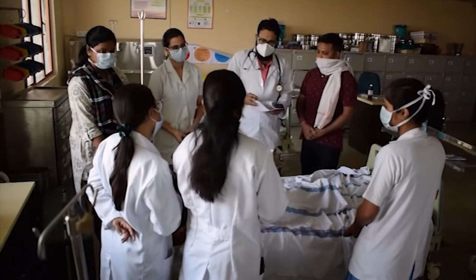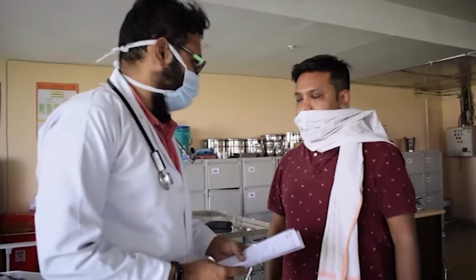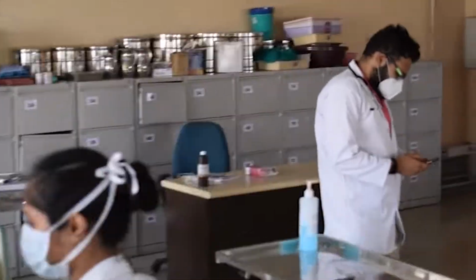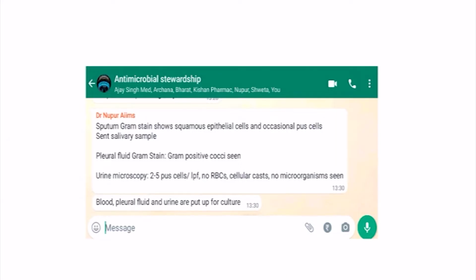To the nursing staff he tells to send us some tests. So he is sending pleural fluid, sputum for gram stain and culture sensitivity, blood and urine for culture sensitivity, and some other regular tests for knowing the metabolic status of the patient. He sends a message on WhatsApp group. There is an antimicrobial stewardship group, so he sends the patient details with samples sent and asks for an urgent report to the microbiologist.